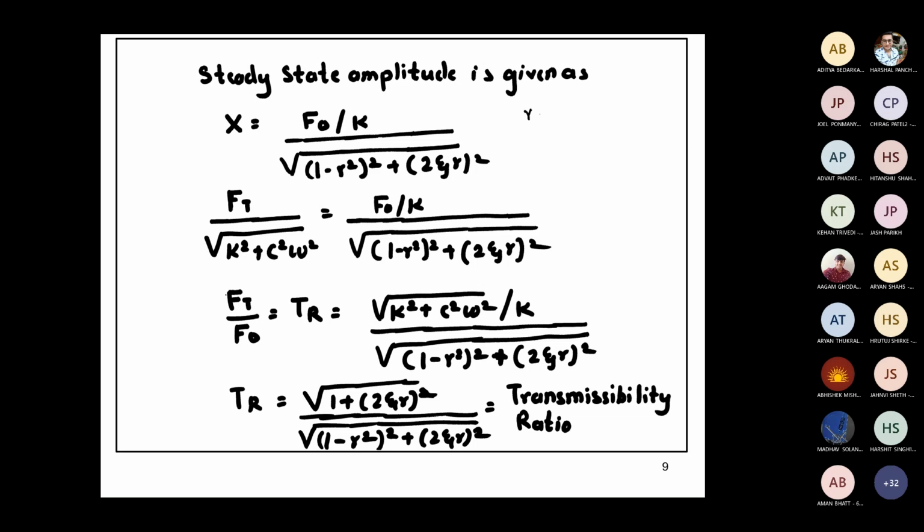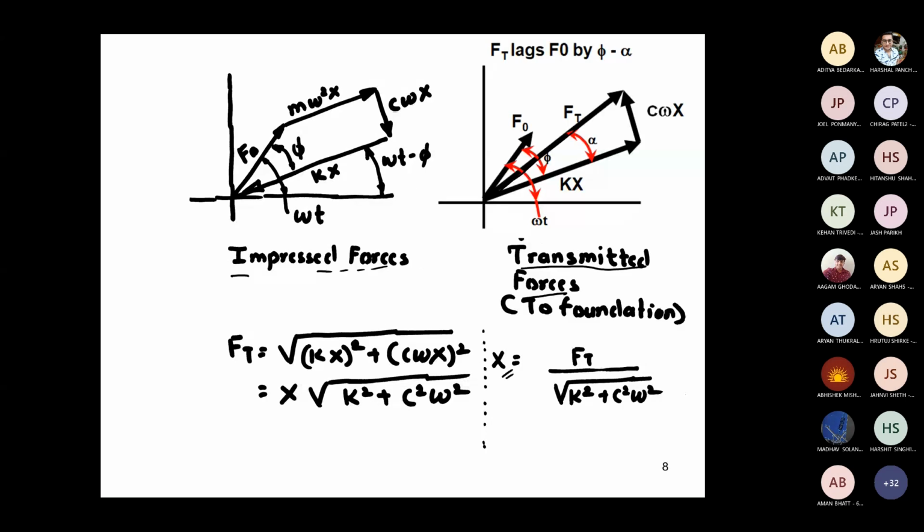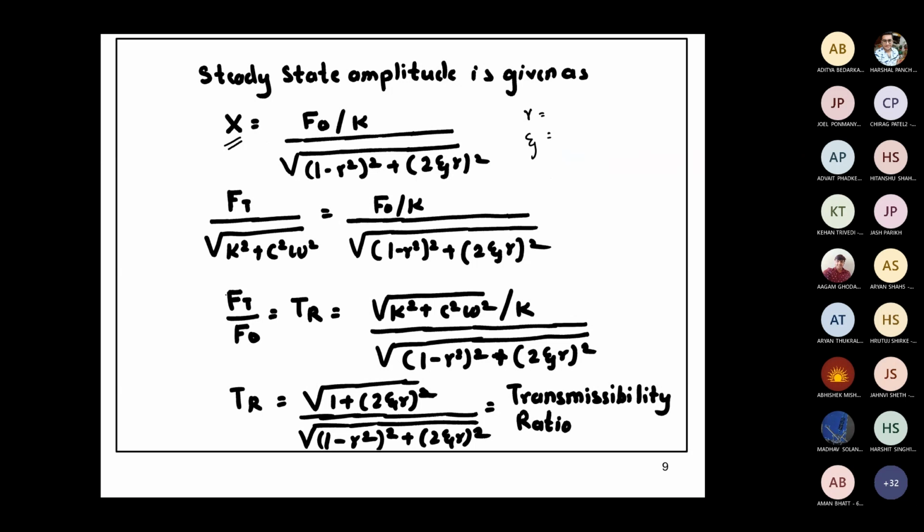Where, what is r and what is zeta? Can somebody tell me? R is the frequency ratio and zeta is the damping ratio. So this is also the steady state amplitude, and on the previous slide also we derived one more equation of steady state amplitude. So we compare this, equate both of these.